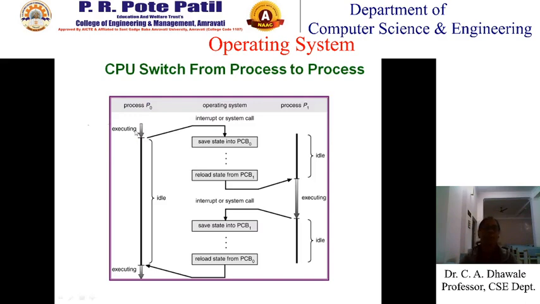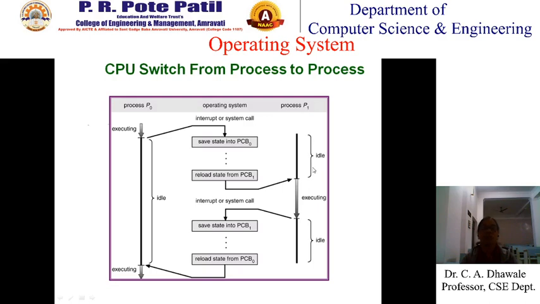Okay. Now, how does the CPU switch from process to process? See, here is P0 and this is P1. When P0 is executing, this arrow indicates that it is executing. When it is executing, the operating system has to save the state of this P0 in a data structure called PCB 0. During this time, when PCB 0 is active, it is loaded in memory, and P1 will be idle.